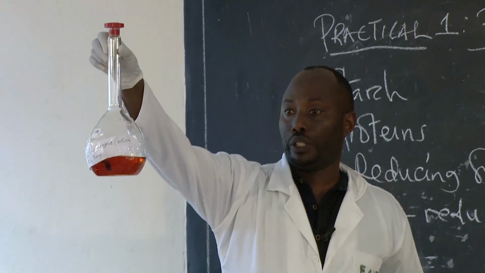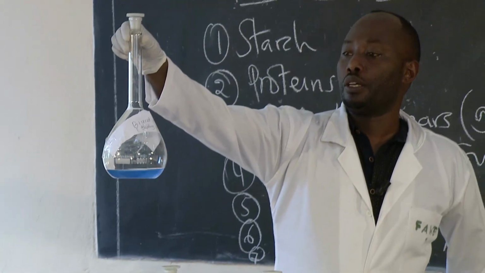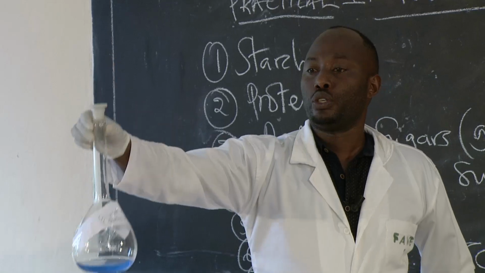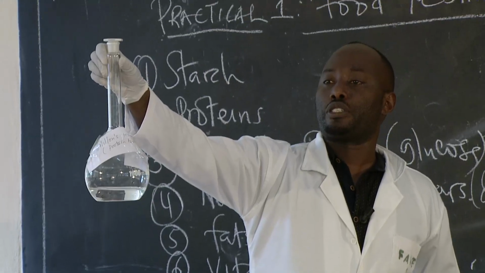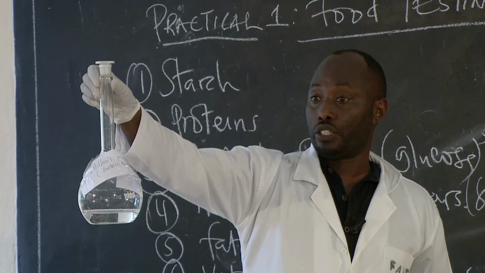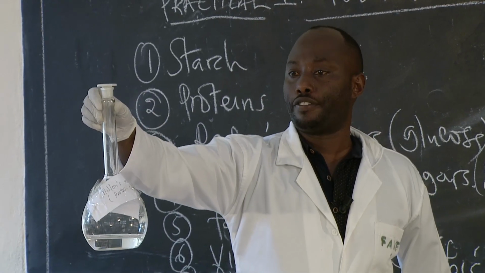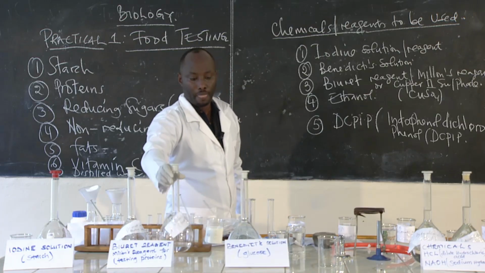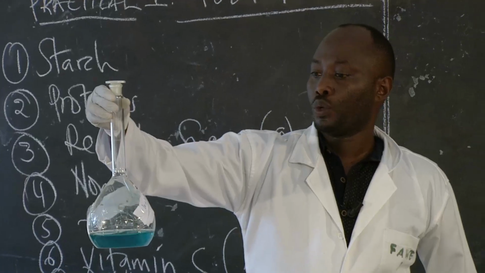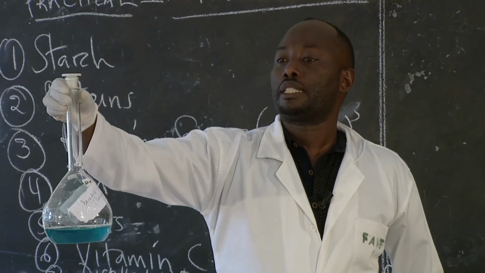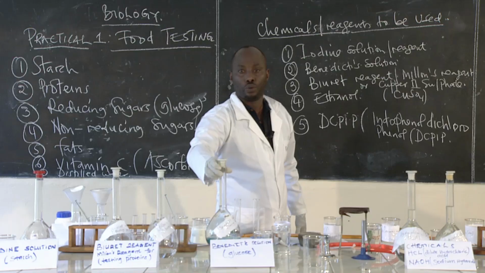I start with chemical 1, the iodine solution. I have solution 2, which is Biuret reagent, used for testing of proteins. In testing of proteins, you can also use Millon's reagent. Also, remember, we can also use copper II sulfate to test the presence of proteins. Chemical 4 is Benedict's solution, for testing of reducing sugars. If I say reducing sugars, I mean glucose.